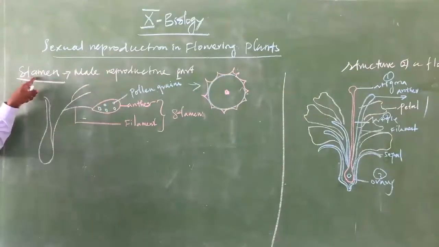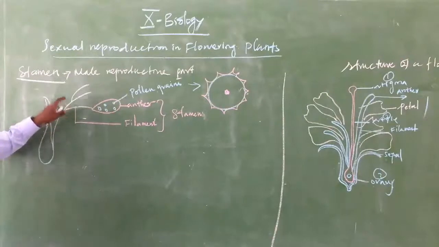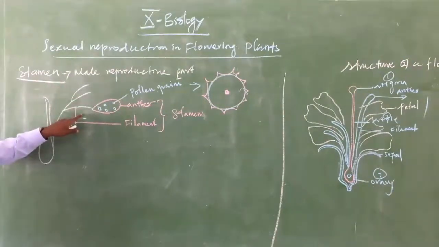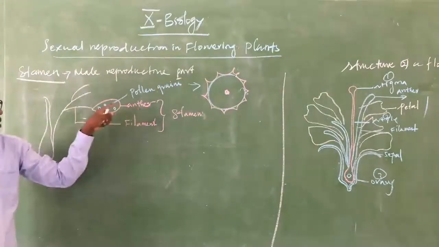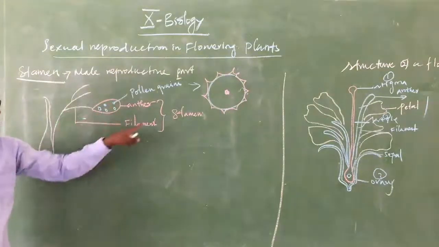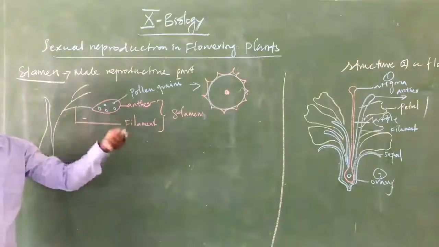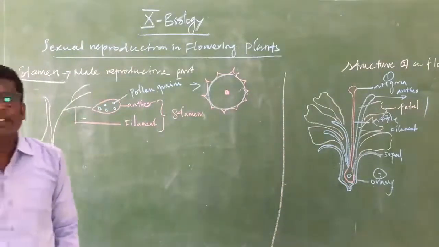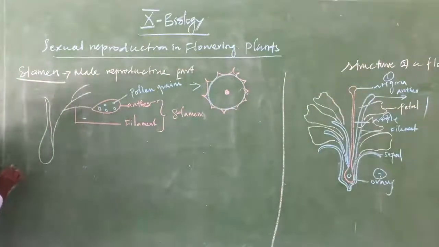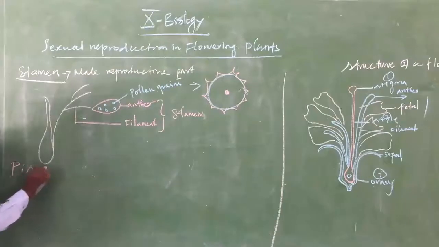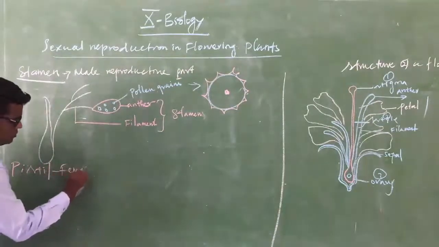Again, the stamen is the male reproductive part of the flower. It consists of the anther and also a filament, collectively called a stamen. The anther produces pollen grains, the male gamete. Like that, the pistil is the female part.